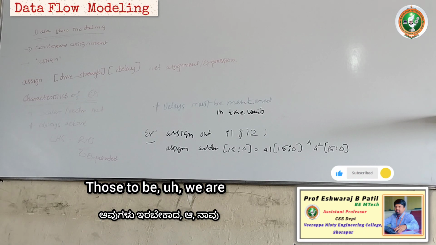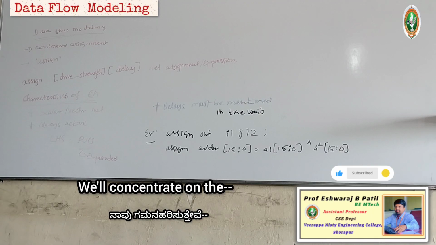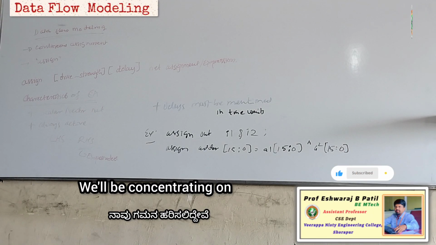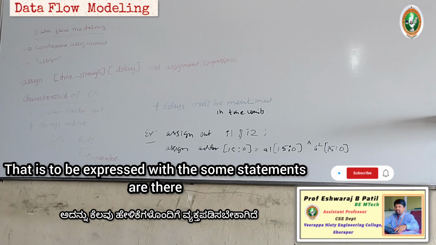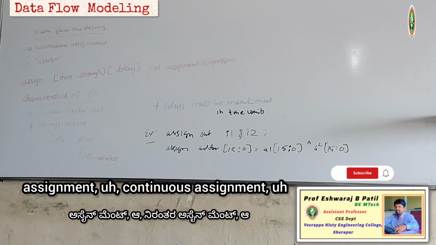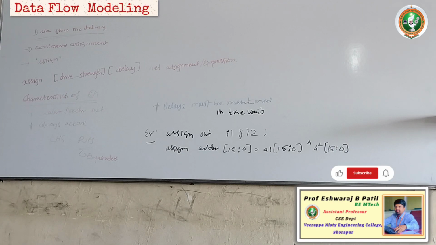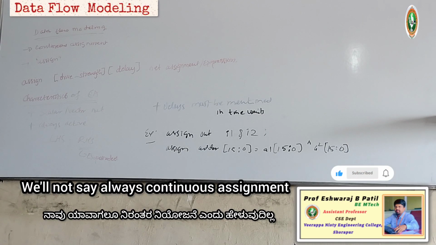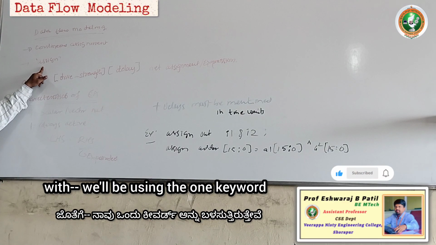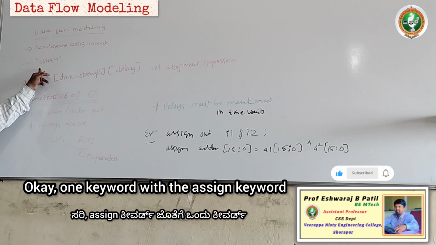We are concentrating more on how the data will be flowing in the wires, rather than on the gates. This is expressed with statements called the continuous assignment statement. We will not say continuous assignment every time, but we'll be using one keyword, the assign keyword.